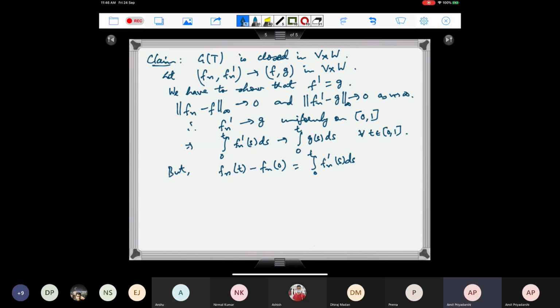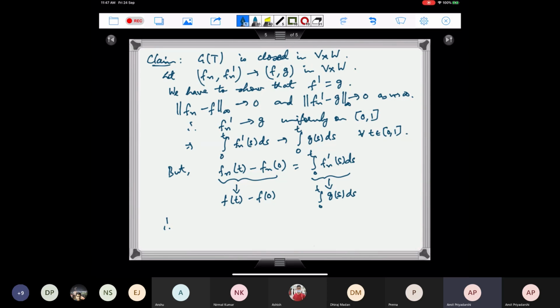And what do we know about Fn? Fn converges to f. So Fn of t will converge to f of t, and Fn of 0 will converge to f of 0. So for this side, this converges to f of t minus f of 0, and we know that the integral of Fn prime converges to the integral of g. So this will converge to the integral of g.